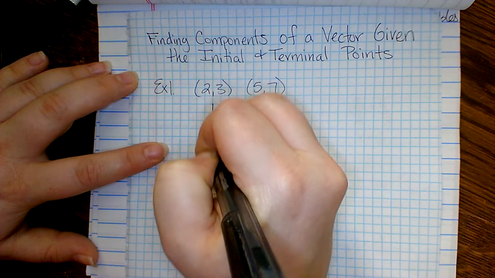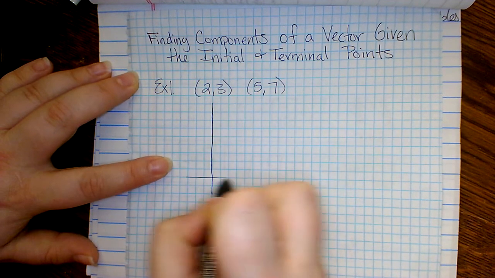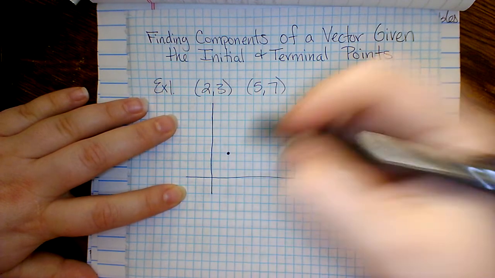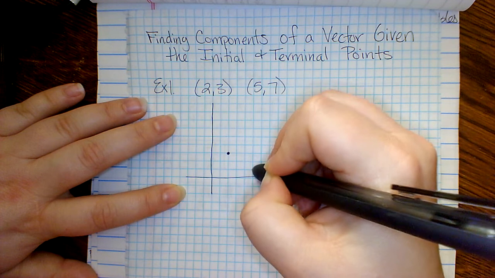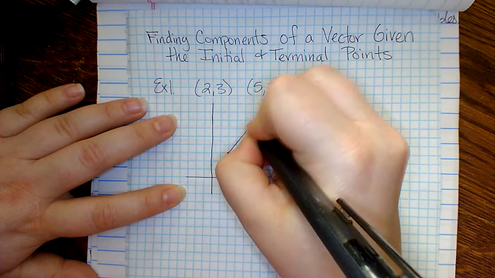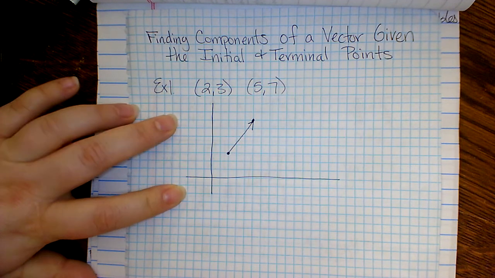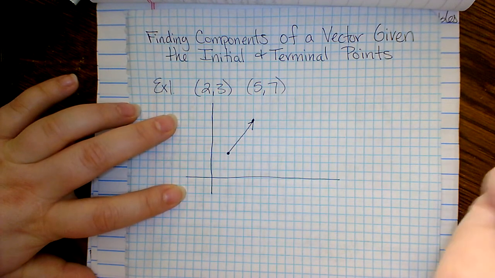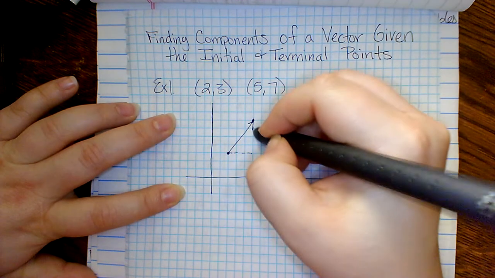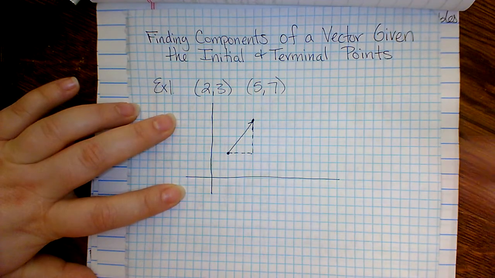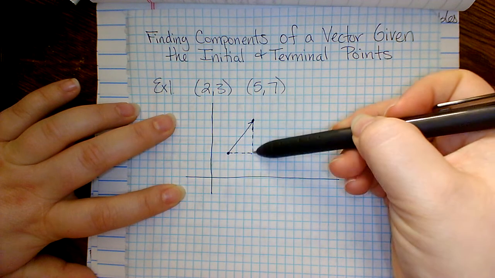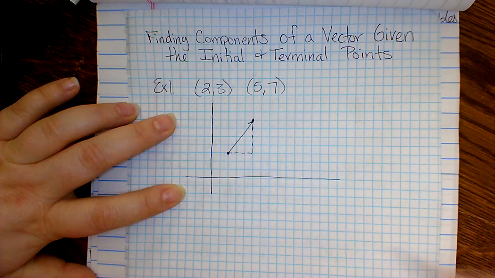If you have small numbers like that, you could just plot the points. So (2, 3) is our initial point, and (5, 7) is the terminal point. This vector right here is the one that we want to find the component form of. If you remember from my other videos, the components are the x and the y. So it's this horizontal distance for the x component and this vertical distance for the y component.